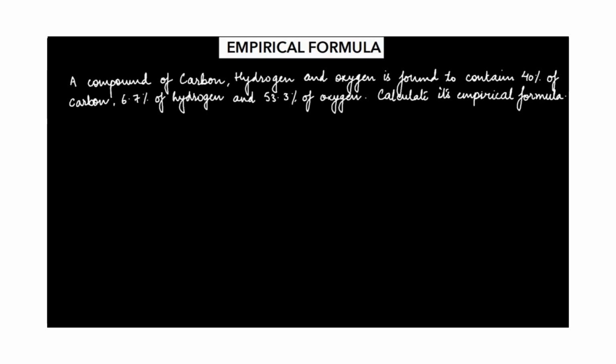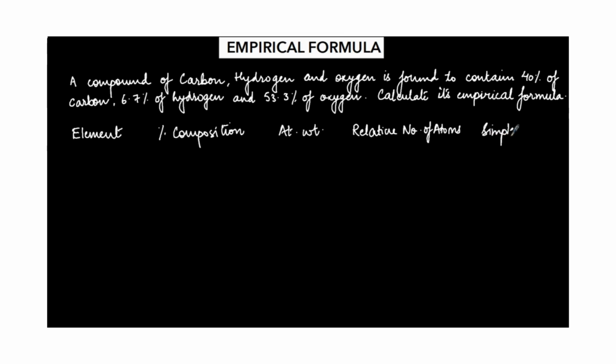Now let's solve a problem based on empirical formula. A compound of carbon, hydrogen and oxygen is found to contain 40% of carbon, 6.7% of hydrogen and 53.3% of oxygen. You have to calculate its empirical formula. So with the method I showed you all, you will first write down the name of the element. You will then write down its percentage composition. Third, you will write down its atomic weight. Then you will find out its relative number of atoms. The next step, you will take out the simplest ratio of whole numbers.